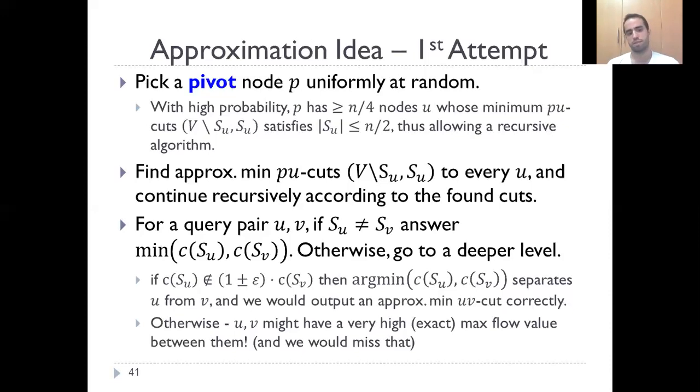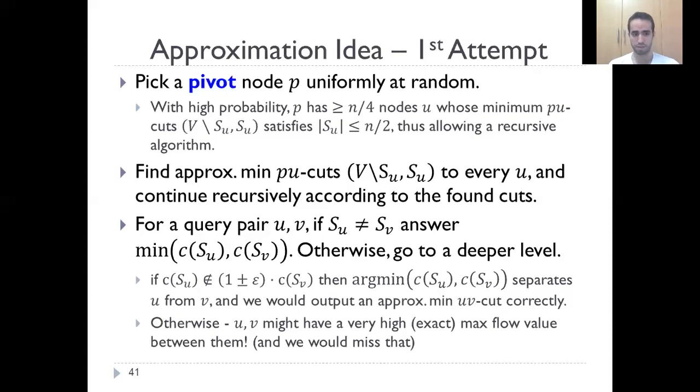So the first case is that the value of the approximated cut between P and U is very much different than the value to V. In this case, we know that their exact values, so the values of the exact minimum cut, are different. And so we also know that the value of the minimum cut between U and V is the minimum out of the exact values of the minimum cut between P and U and P and V. So the minimum of the approximate values also approximates the minimum UV cut, and we would answer it correctly.